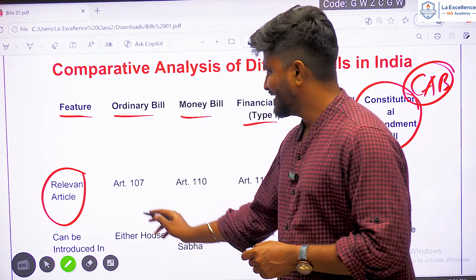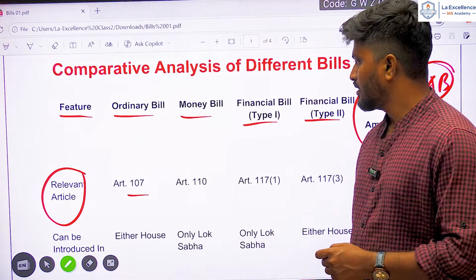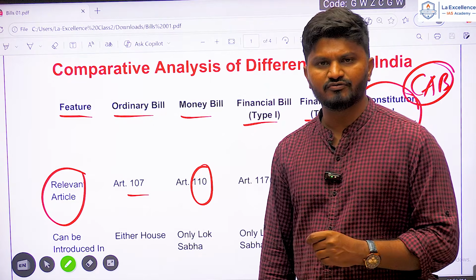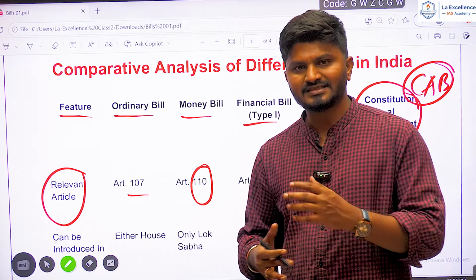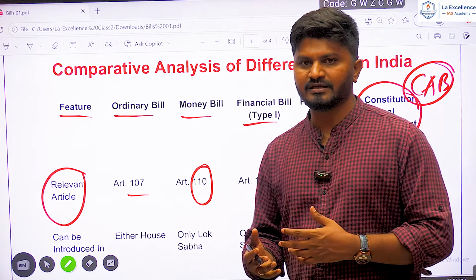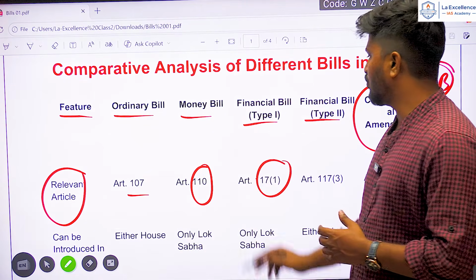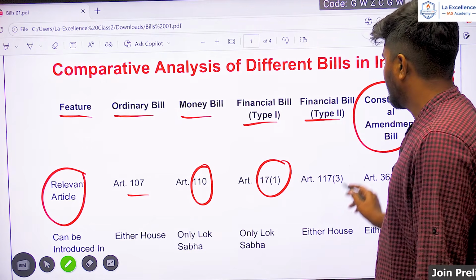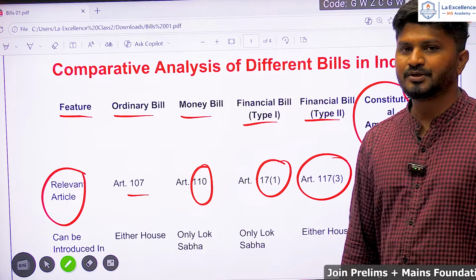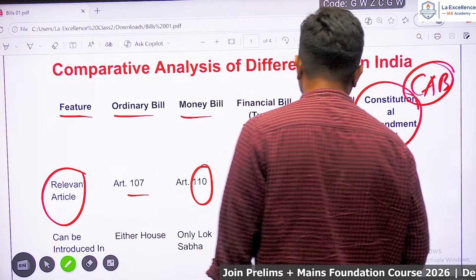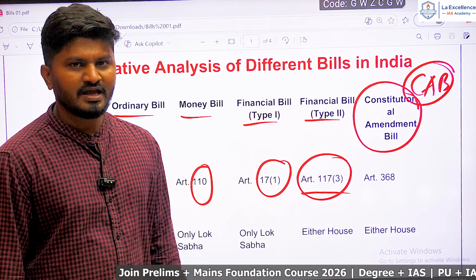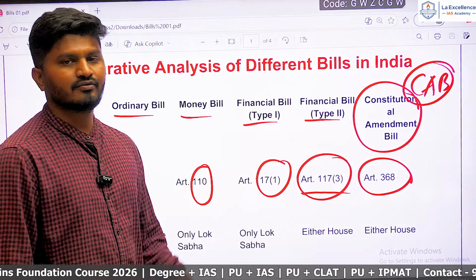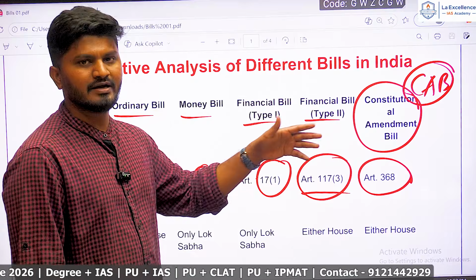For ordinary bills it is article 107. For money bill it is article 110. Please do the active recalling with me, okay, it is going to help you. As I am telling you, try to recall it with me. Next is financial bill 1, that is under article 117 clause 1. Then comes financial bill type 2, that is covered under article 117 clause 3. And then the final and the most important, article 368, which deals with constitutional amendment.